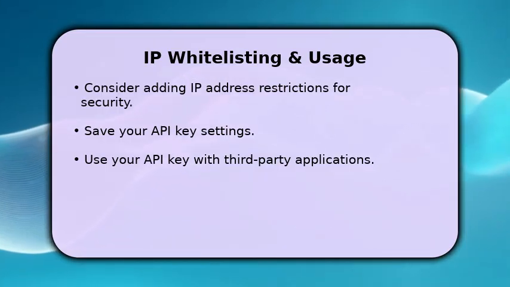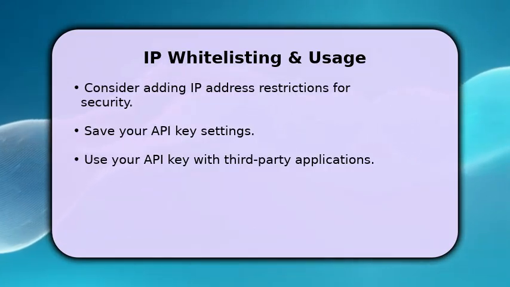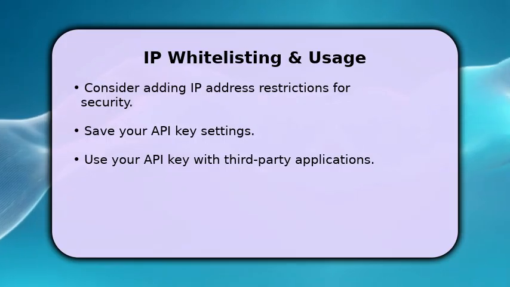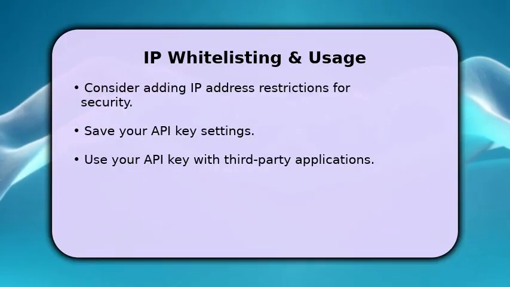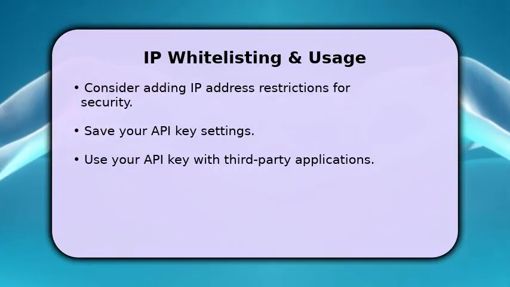Once you have configured all desired permissions and IP restrictions, click Save. Your Binance API key is now set up and ready for use with your chosen third-party applications or trading bots, providing controlled access to your account.